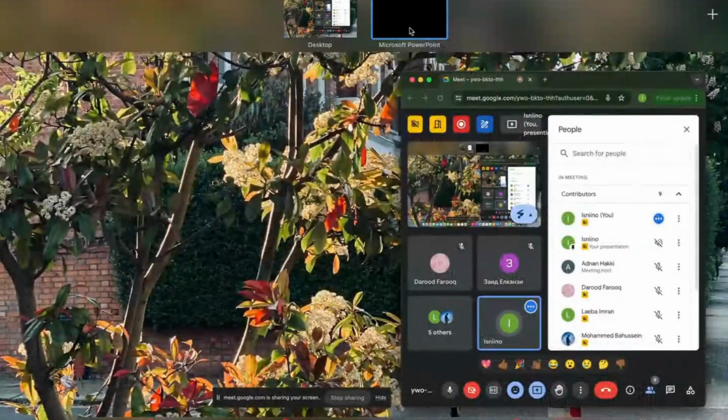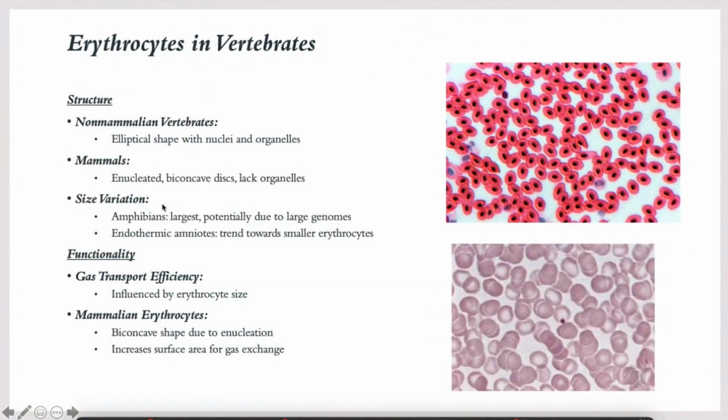Okay, so mammals, our red blood cells are, of course, unnucleated, meaning that we don't have a nucleus. They are a biconcave disc, as they mentioned, and we don't have as many organelles. And this is, of course, to carry more oxygen, as was mentioned. So amphibians, they have the largest red blood cells that you can see right here. These are the largest red blood cells, and this may be because of their large genomes. Large genomes meaning a large size of the genes, basically. The endothermic amniotes, they normally have smaller erythrocytes.